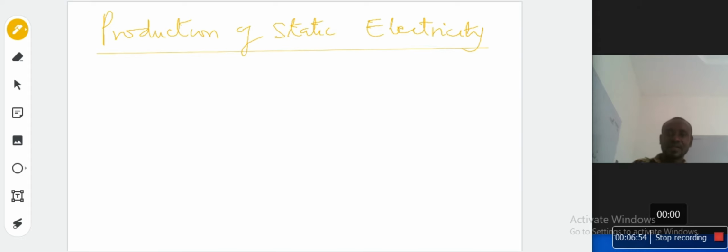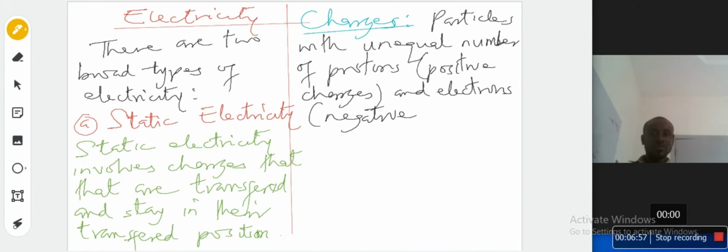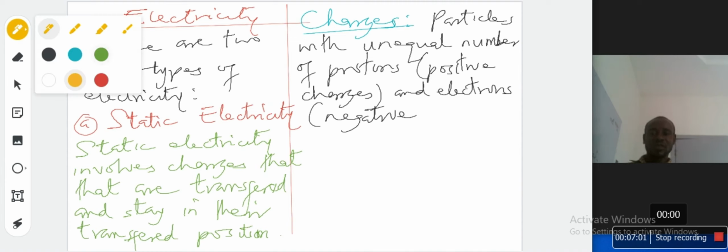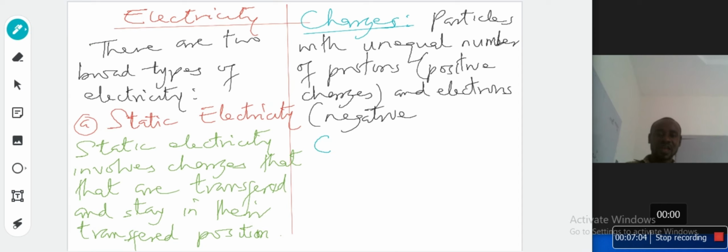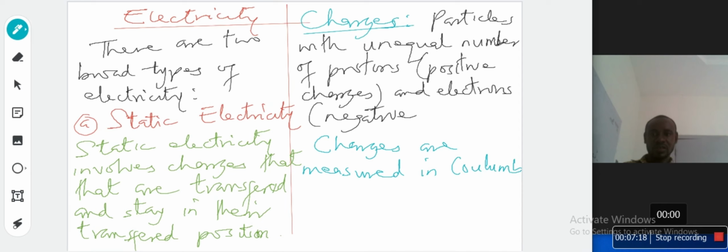Before we talk about that, I knew there would be something I would fill up on the previous page. So go to the previous page. I need to add that charges are measured in coulomb, C, after the name of a scientist.